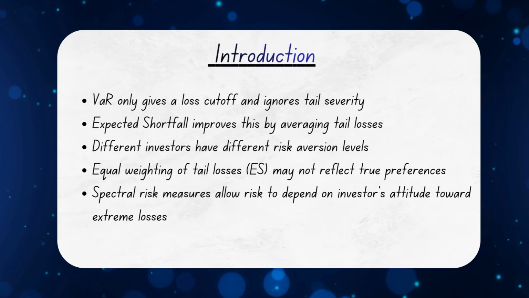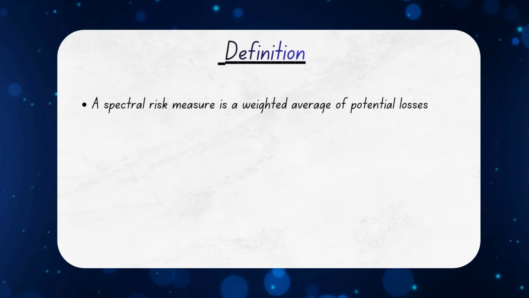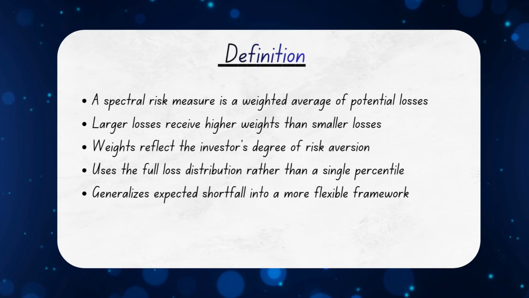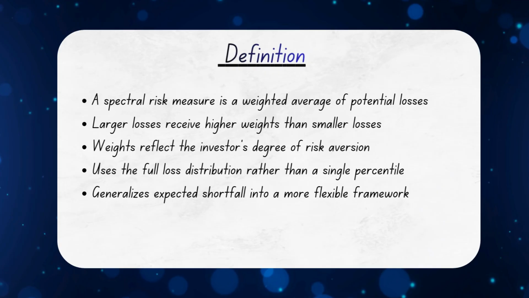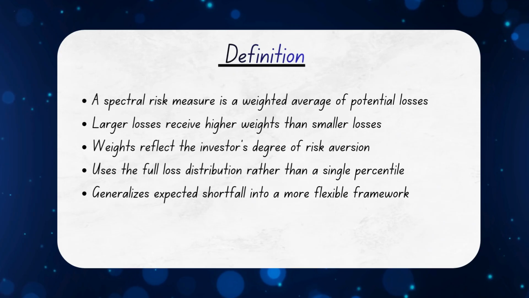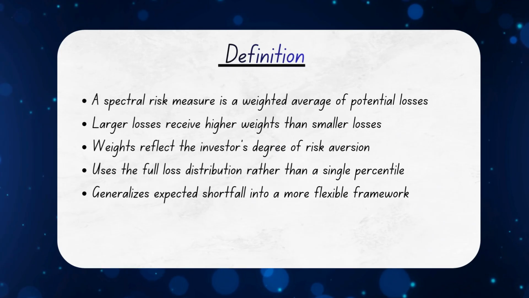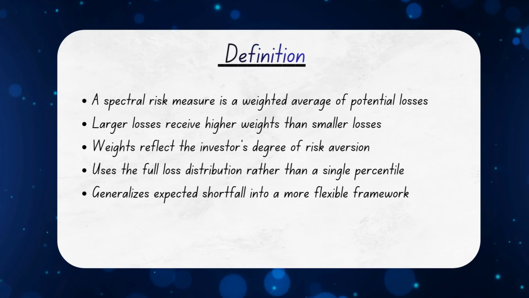This is where spectral risk measures come into the picture. A spectral risk measure is simply a weighted average of losses, where larger losses receive larger weights. Instead of treating every tail loss the same, we assign importance based on how severe the loss is. In other words, worse outcomes matter more. These weights reflect the investor's level of risk aversion, making the measure more realistic and customizable.